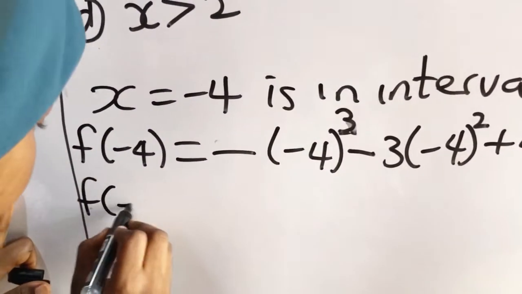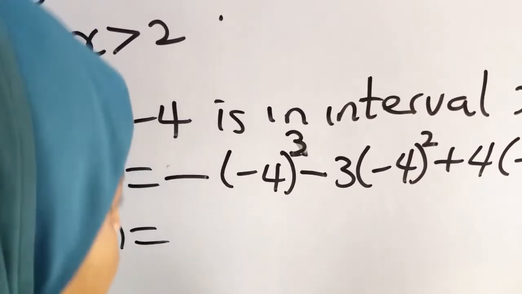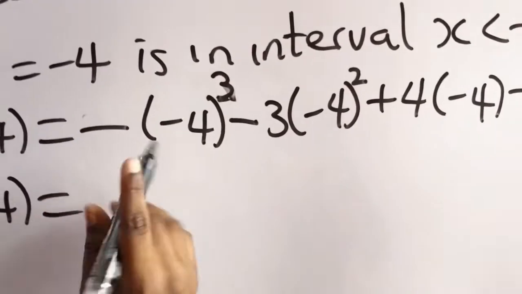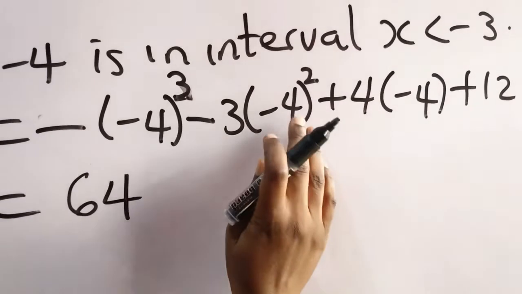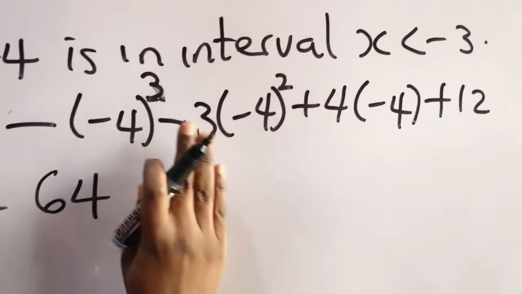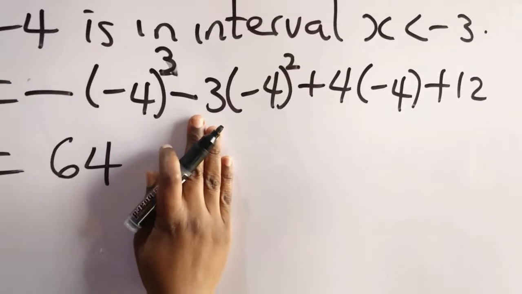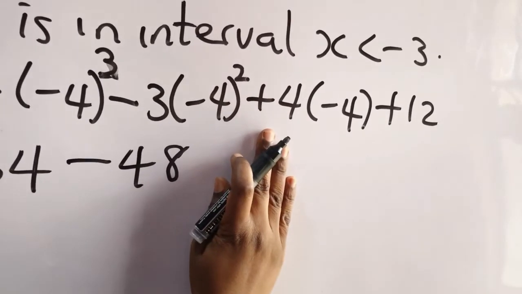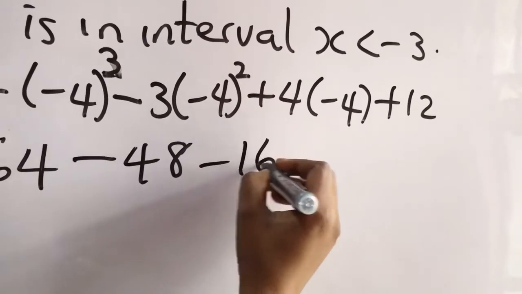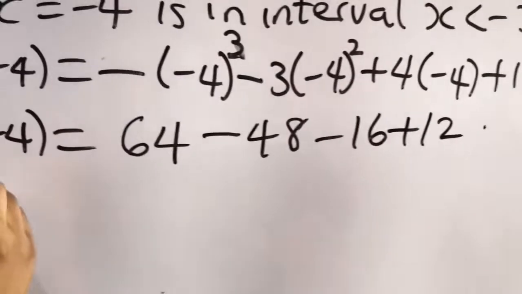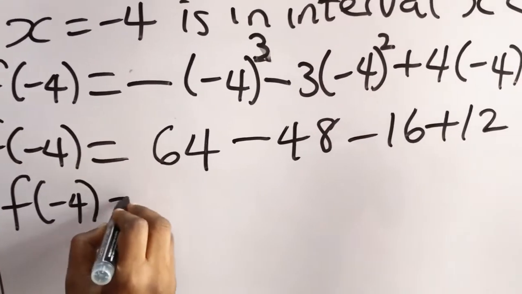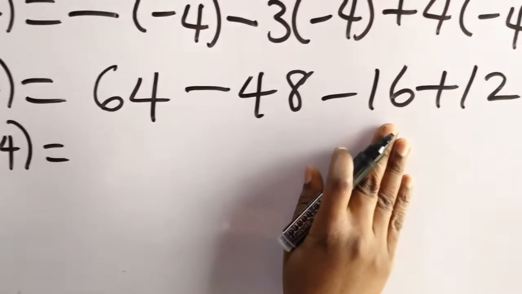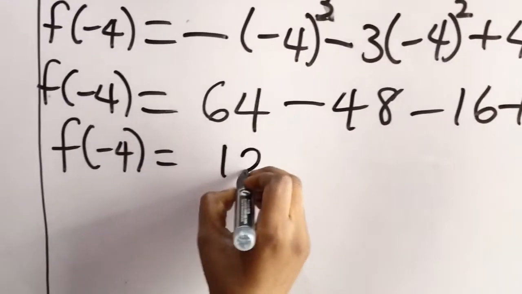So f of minus 4 will be equal to minus 4 cubed, which is minus 64. Minus 64 multiplied by minus gives plus 64. Minus 4 squared is 16. 16 multiplied by minus 3 gives minus 48. Minus 48 plus 4 multiplied by minus 4 gives minus 16. Then plus 12. So f of minus 4 will be equal to 64 minus 48 is 16. 16 minus 16 is 0. 0 plus 12 is 12.